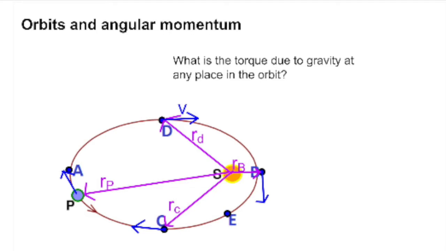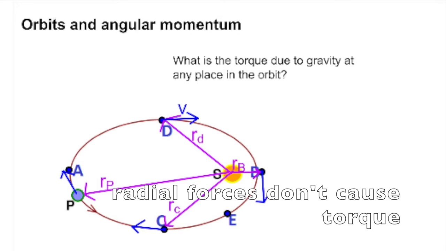And if you draw the lever arm from the sun to the planet in each of these different locations, and then you draw the force of gravity. Of course, the force of gravity is always just straight towards the sun from the planet. So you can see the lever arm and the force are always anti-parallel, meaning that the angle between the lever arm and the force is 180 degrees. So the force of gravity never causes any torque.